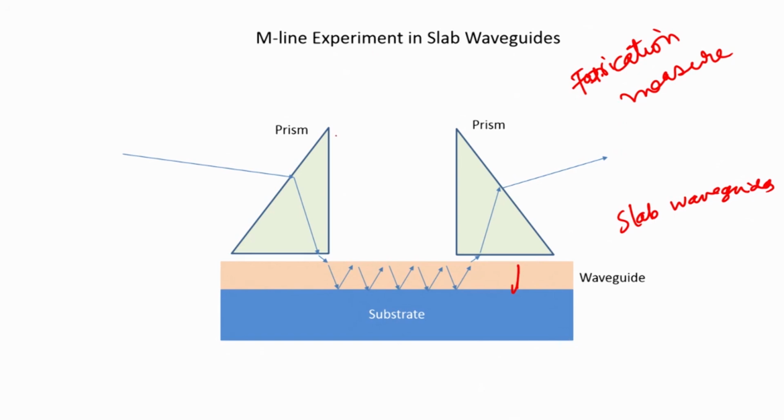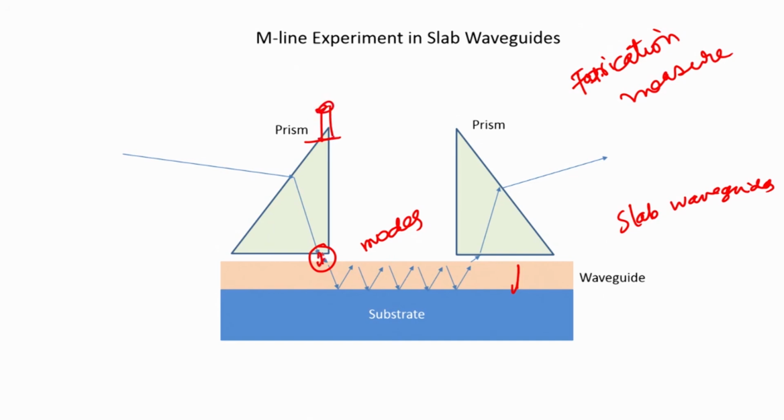The M-line experiment or the prism coupling experiment is a method to launch light into a slab waveguide and excite the modes of the slab waveguide. All the modes that are possible to be propagated in a slab waveguide can be excited by using this prism coupler. Here at this point where the prism is located, at the base of the prism, we apply small pressure by using a tightening mechanism.